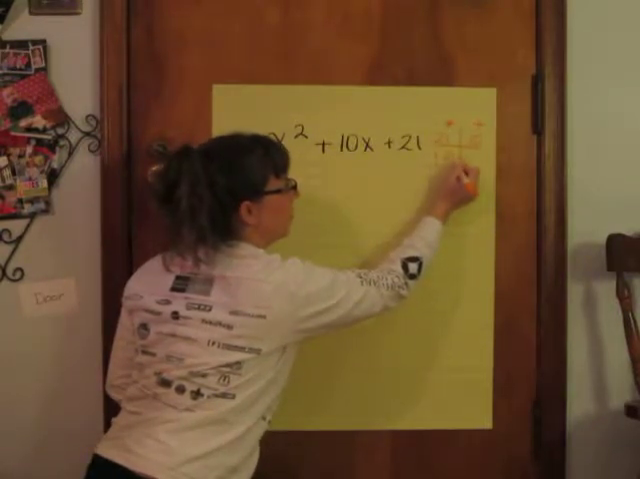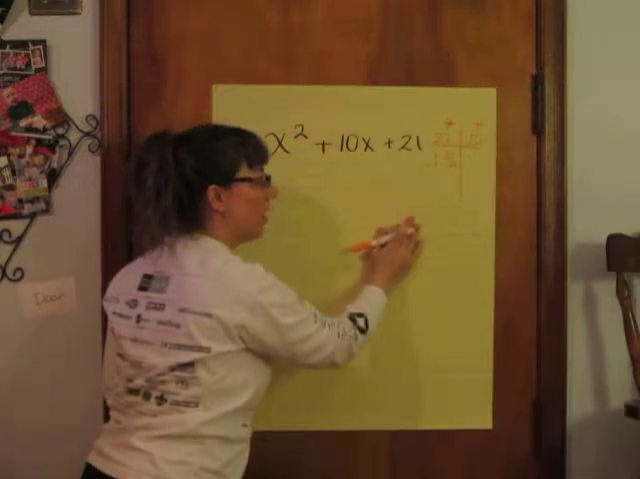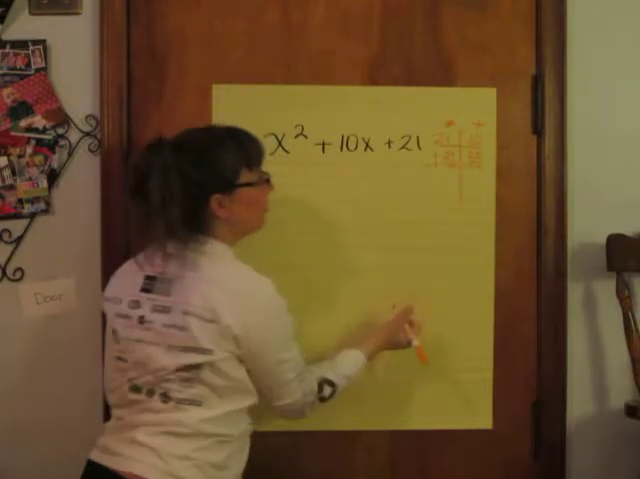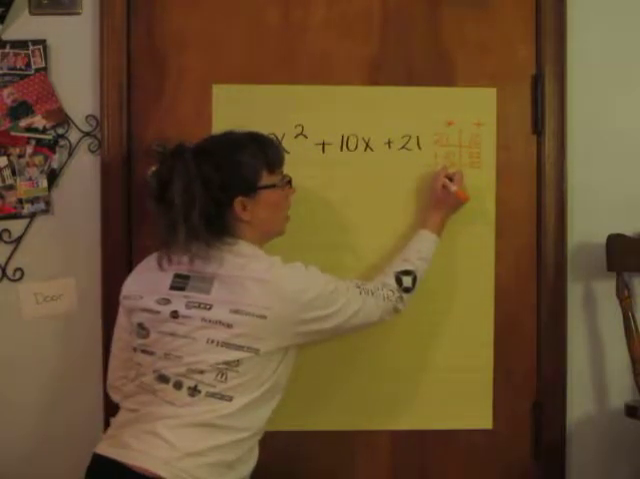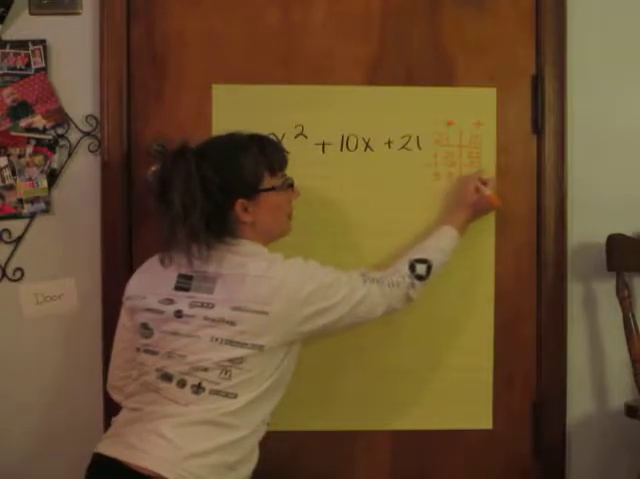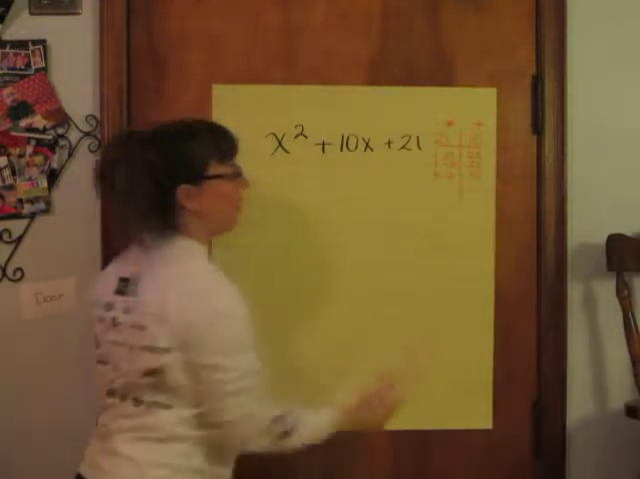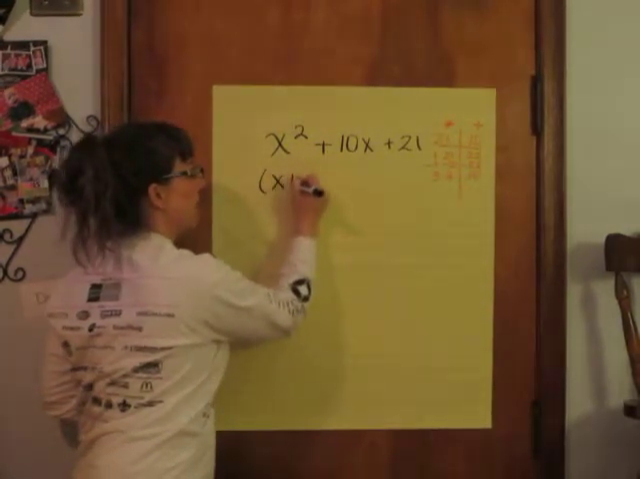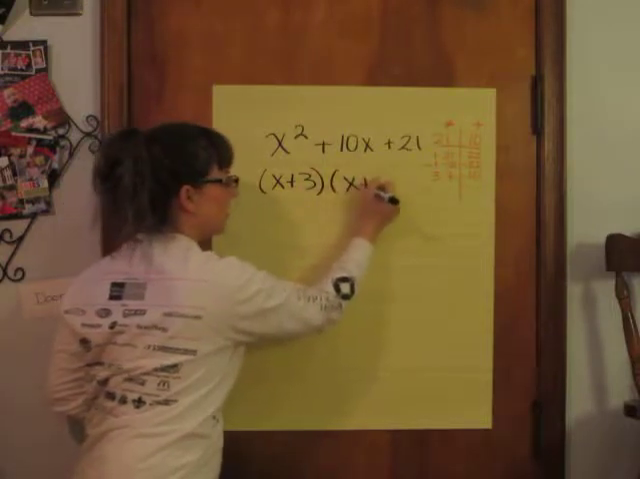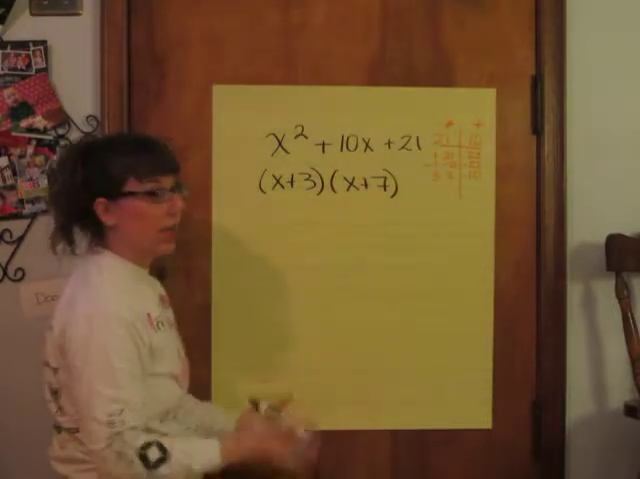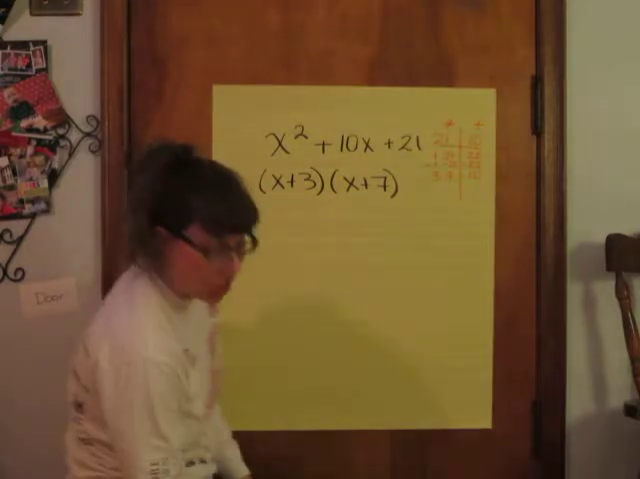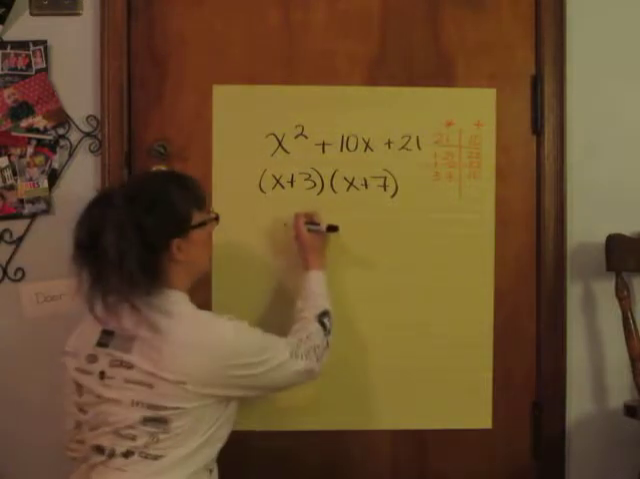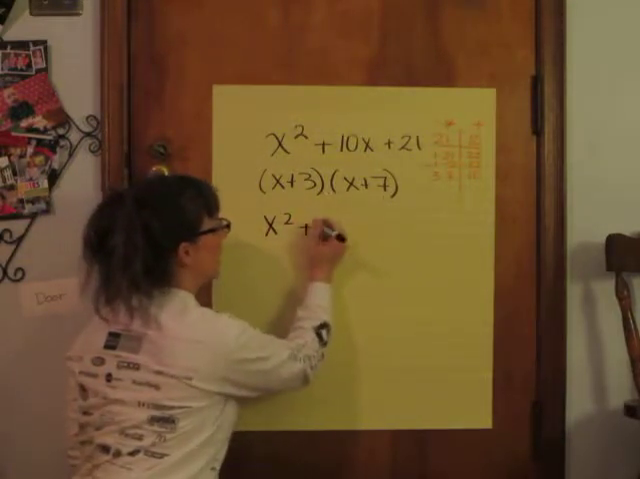Negative 1 times negative 21, still gives me positive 21, doesn't give me 10 when I add it together. You see, this gives me 22, this gives me negative 22. All right, keep going. Let's see, 2 doesn't work. 3 times 7, 3 times 7 gives me 21, add it together, gives me 10. Perfect. So this is as simple as x plus 3 and x plus 7. End of story. That's it. You're done.